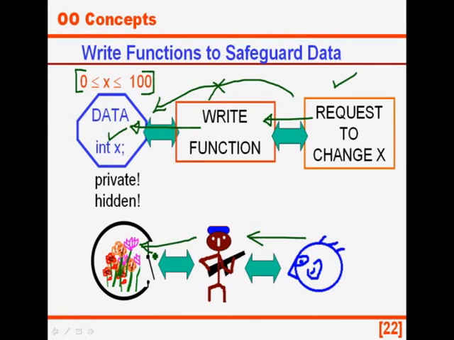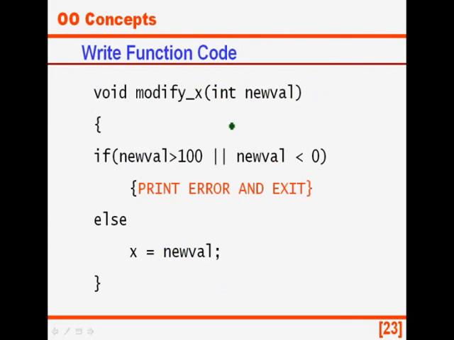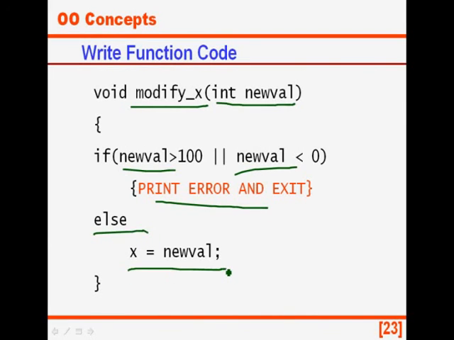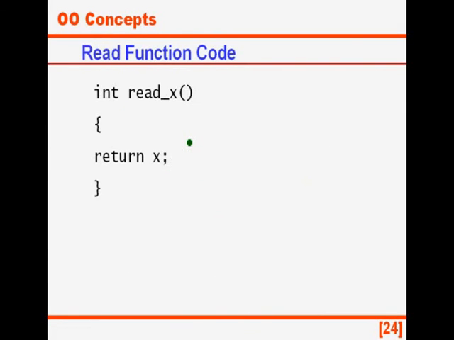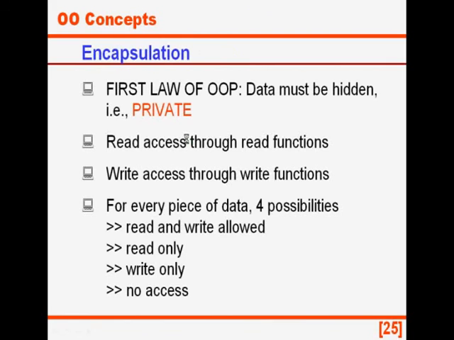Now let's see what it looks like in code. This is my function modify x. The guard function sends a new value. If the new value is illegal, then I print an error and exit. This is not real code, I just wrote pseudocode. Otherwise, the value is changed to the new value. So by doing this, I'm ensuring that the business rule of x less than or equal to 100 and greater than or equal to 0 is enforced at all times. The data integrity is never compromised. The read function looks like this.